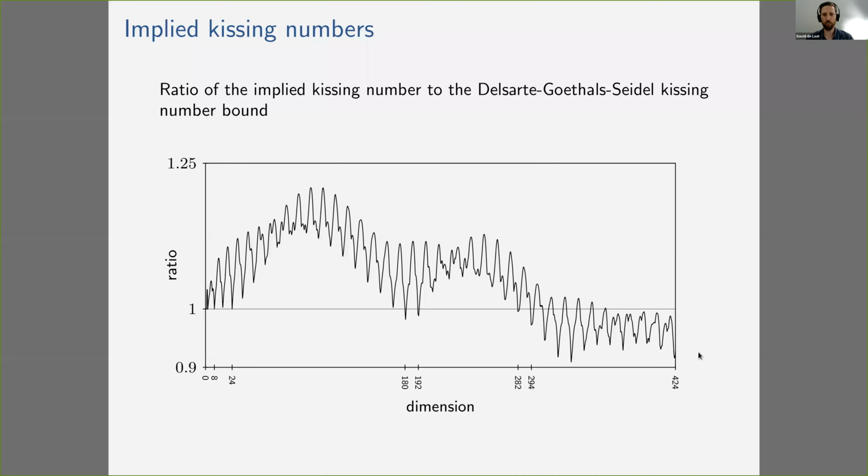So this is not related to Kabatiansky-Levenshtein. This is really about whether the Delsarte bound on the average kissing number can strengthen the Cohn-Elkies bound, right? In these dimensions it can, but when it drops below 1, it can't.